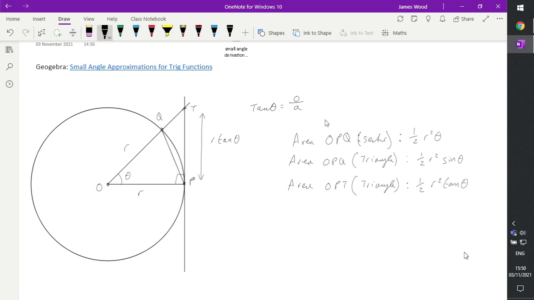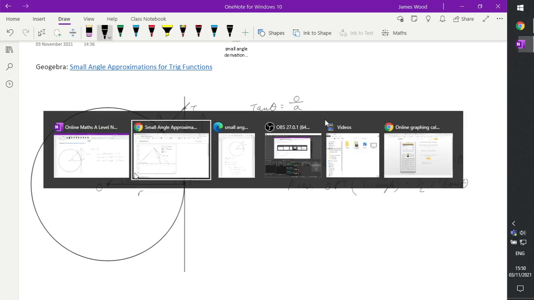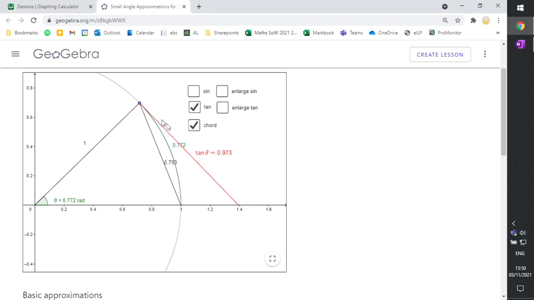Now what we're going to do is consider what happens to these 3 areas, the area of the triangle, the area of the sector, and the area of the right angle triangle, as I make theta really, really small. And I've got a little animation to show you this. I know this red tangent line is slightly different to the one that we've got, but it's the same idea.